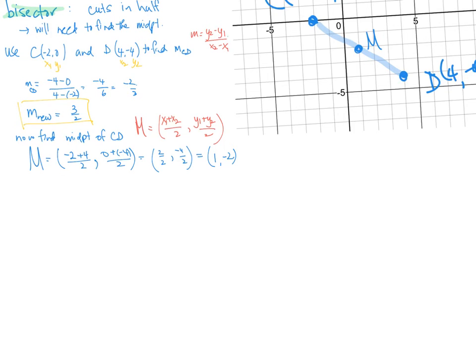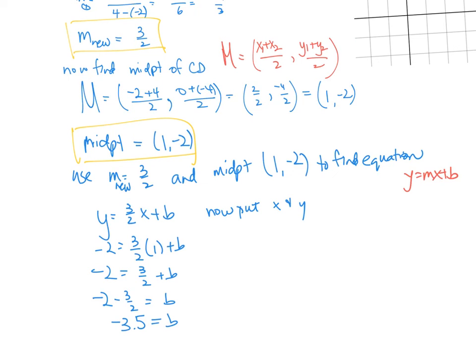So now I have this new slope for the line that's going to go this way, and then I have the midpoint that it has to go through. So it has to go through this point. I have the slope and the point, so I can draw the line.